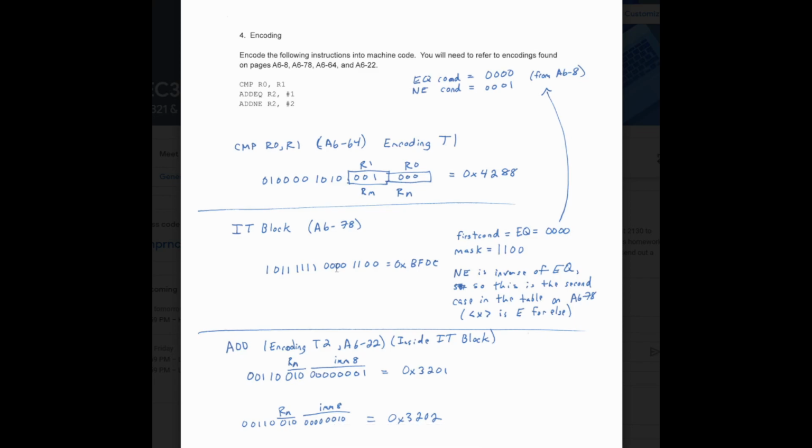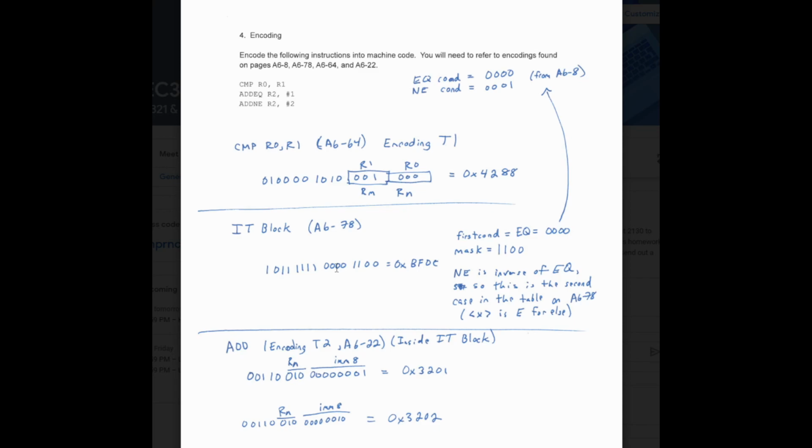So again, you should pause here for a second, look at A6-78, and see the second table that they have there, which encodes these T and E conditions that can be the second, third, and fourth instructions that we have. And we'd see that X in this case is E for else, because we're doing not equal as our second condition. So we look in the table and we find the XYZ pair that is E for the X condition and then nothing for Y and Z, because we don't have further instructions that use this conditional execution block.